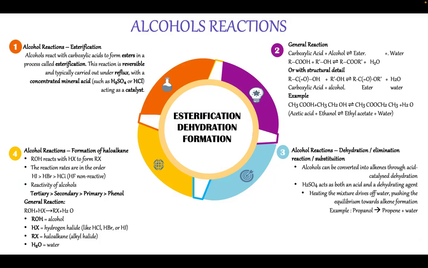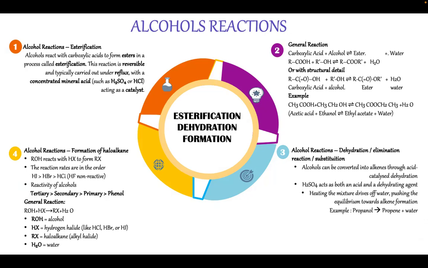So next we have the alcohol reactions with formation of haloalkane. ROH reacts with HX to form RX, and the reaction rates are in the order where HI is greater than HBr, hydrogen bromide, and hydrogen bromide is greater than hydrogen chloride, to form RX, while HF is non-reactive.